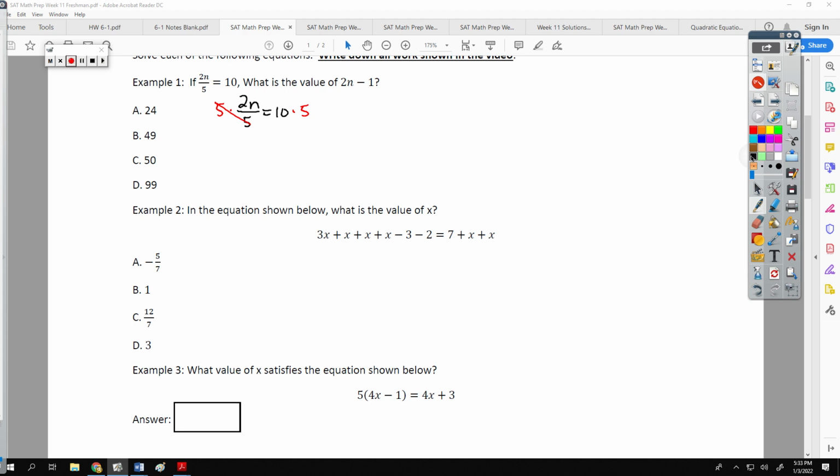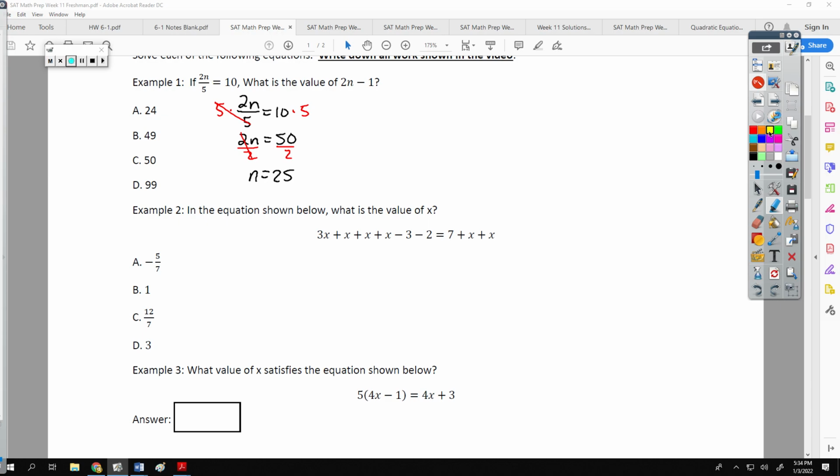On the left side, the 5's would cancel, leaving us with 2n. And on the right side, 10 times 5 equals 50. So now we have the equation 2n equals 50. We would then divide each side by 2, which would give us the value of n to be 25. So n equals 25.